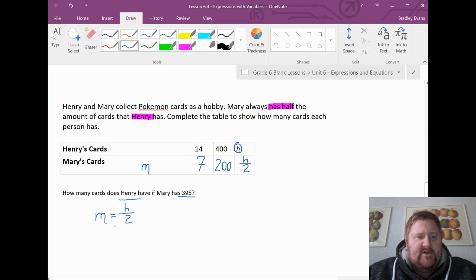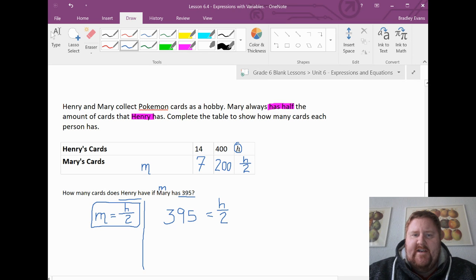This is our equation now. Notice now it's an equation because we've added the equal sign. Mary is equal to half of Henry. So Mary has 395. Okay, so Mary is our m, remember? So let's see. Now instead of m, we're going to write 395. And that's equal to half of what Henry has.